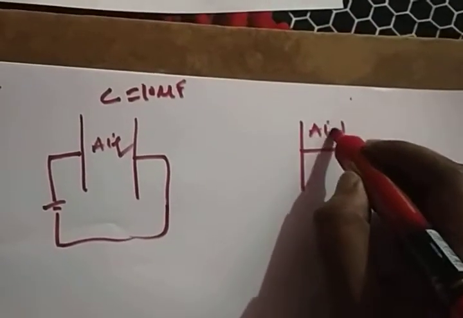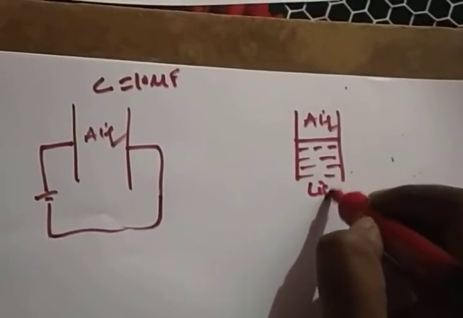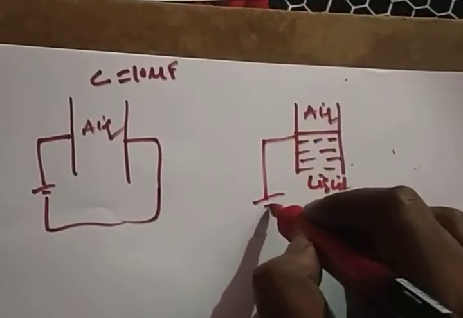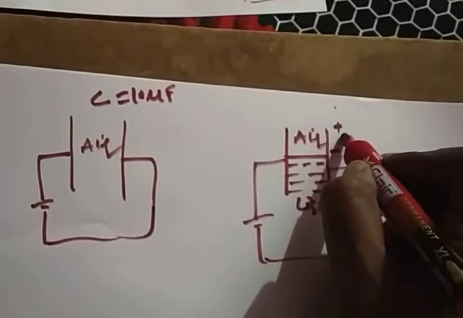Now you are changing your dielectric material. So this is air. We are placing another dielectric material, a liquid, and you are applying your voltage. Definitely the capacitance will change because the dielectric material is changed. Here we will get some capacitance, and this dielectric material will get some capacitance. So the total capacitance will be C1 plus C2.